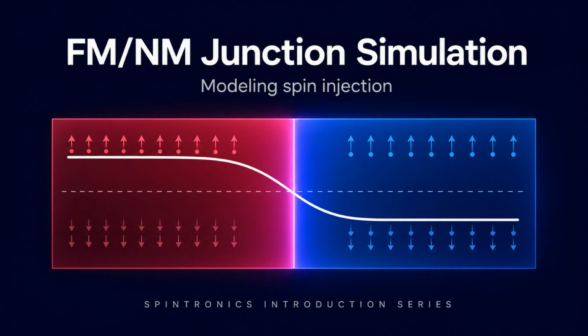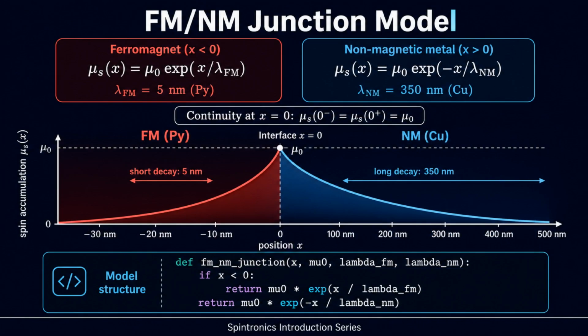Now let's model what happens when spin-polarized current crosses from a ferromagnet into a non-magnetic metal. This interface physics is crucial for understanding spin injection devices. At an FM-NM junction, spin accumulation follows different equations on each side. In the ferromagnet for x less than 0, accumulation decays toward the interface with short diffusion length. In the non-magnetic metal for x greater than 0, it decays away from the interface with longer diffusion length. The magnitude depends on spin polarization and current density. Continuity at the interface requires proper boundary matching.